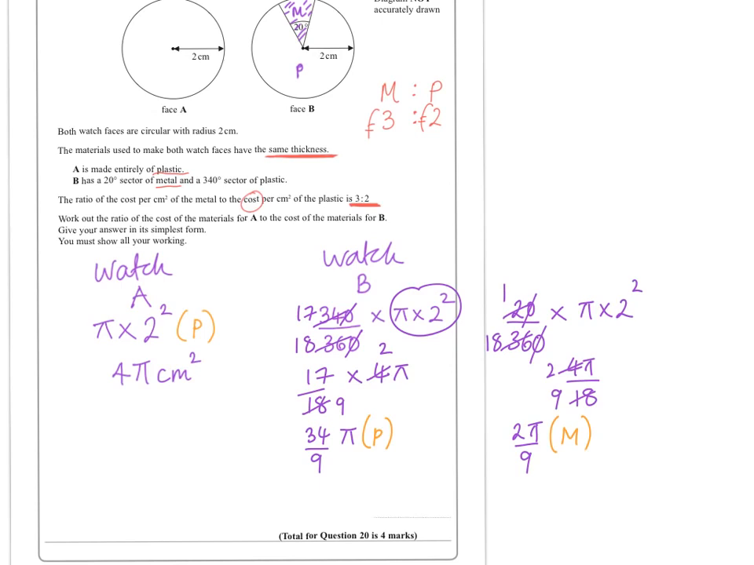Now I think this ratio makes a lot of sense, because if it's £3 for metal for what £2 is for plastic, then we may as well just keep £3 for metal, £2 for plastic. What I mean by that is we could say £30 for metal and £20 for plastic, or even 300 to 200. But if we keep it as simple as possible, because at the end of the day we've got to work out the ratio of cost of the materials for A, i.e. for making the whole of the watch face A as opposed to the whole of the watch face B.